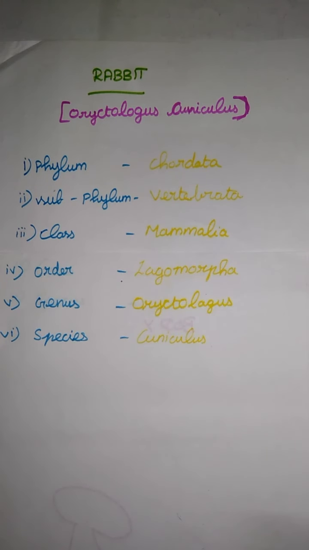A very good morning students. Today we are going to see about the rabbit, Oryctolagus cuniculus. That is the scientific name, as you know very well. Yesterday we discussed the leech topic, right? And in the introduction part I said the scientific name of the rabbit is Oryctolagus cuniculus.